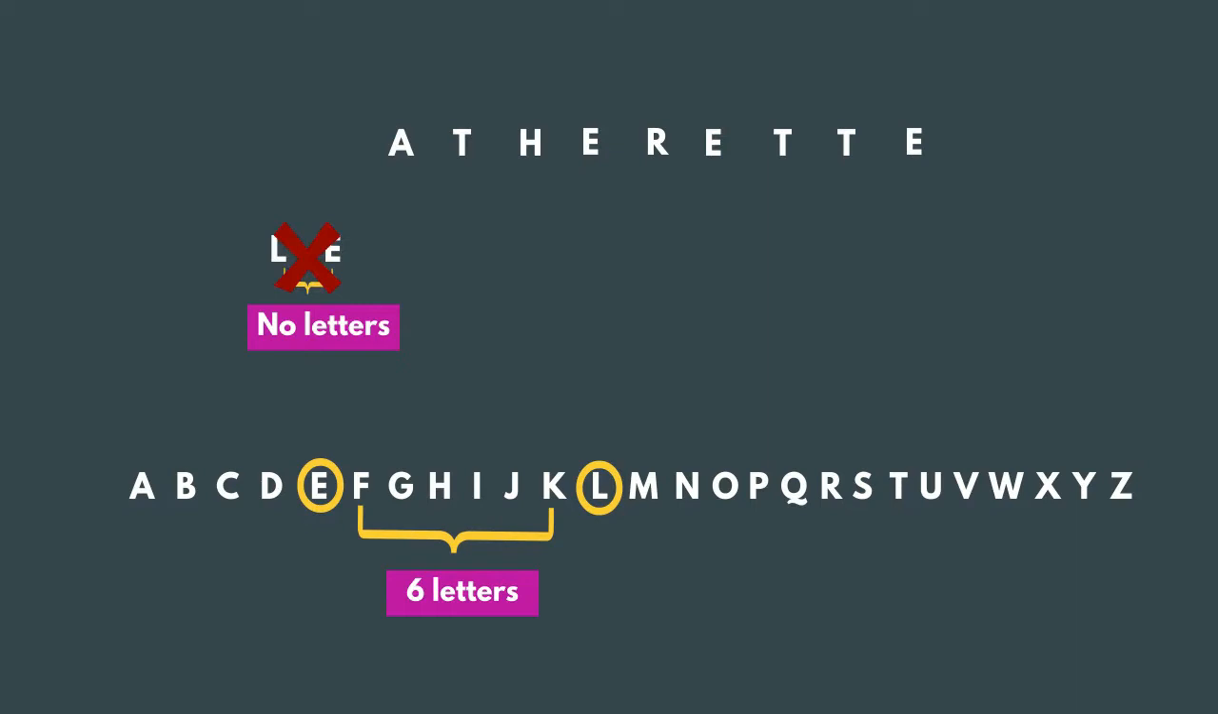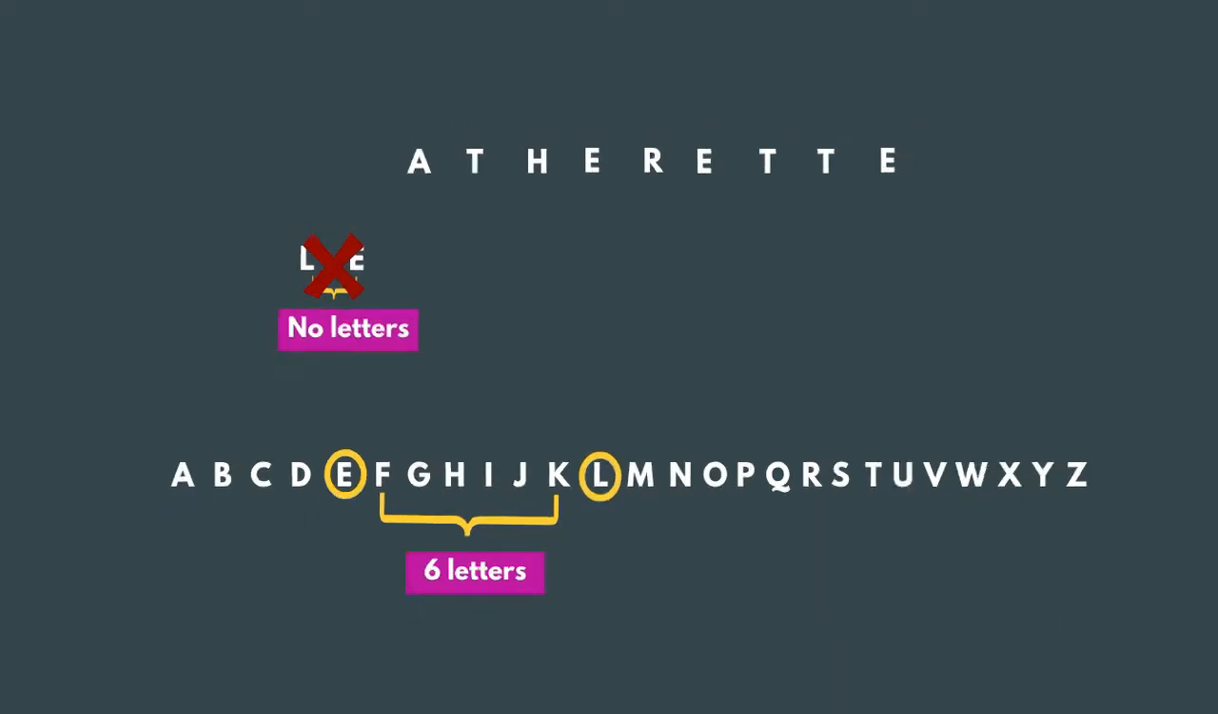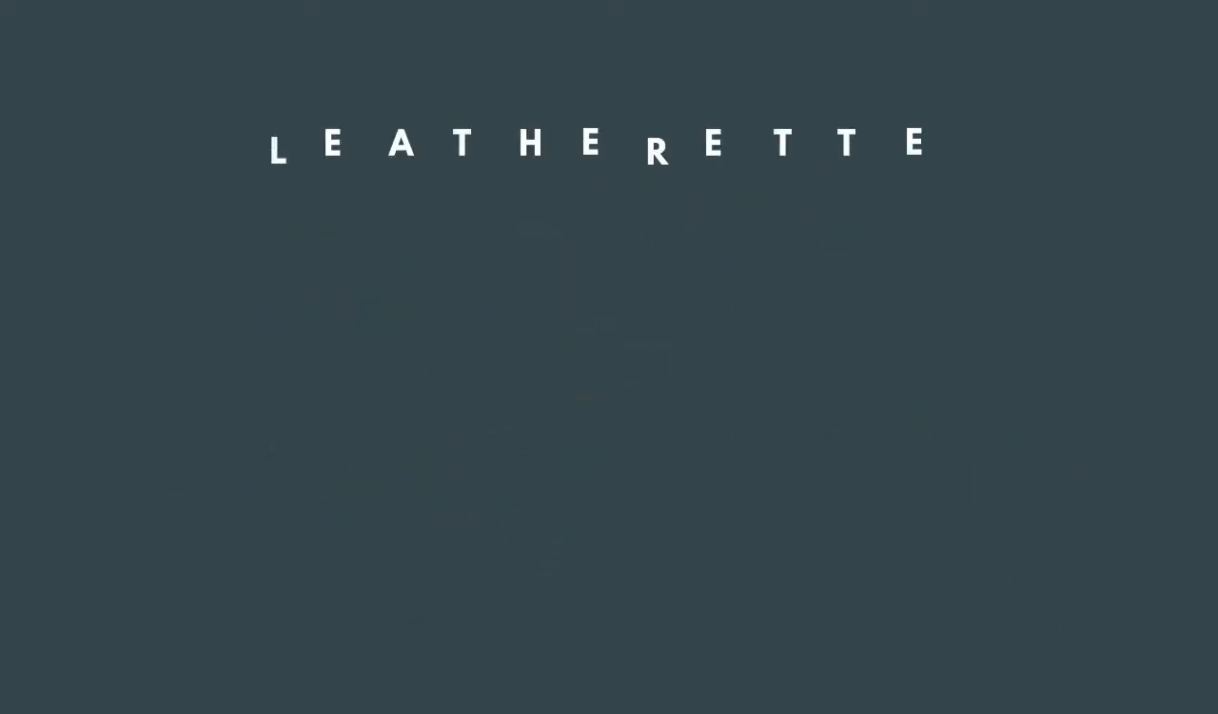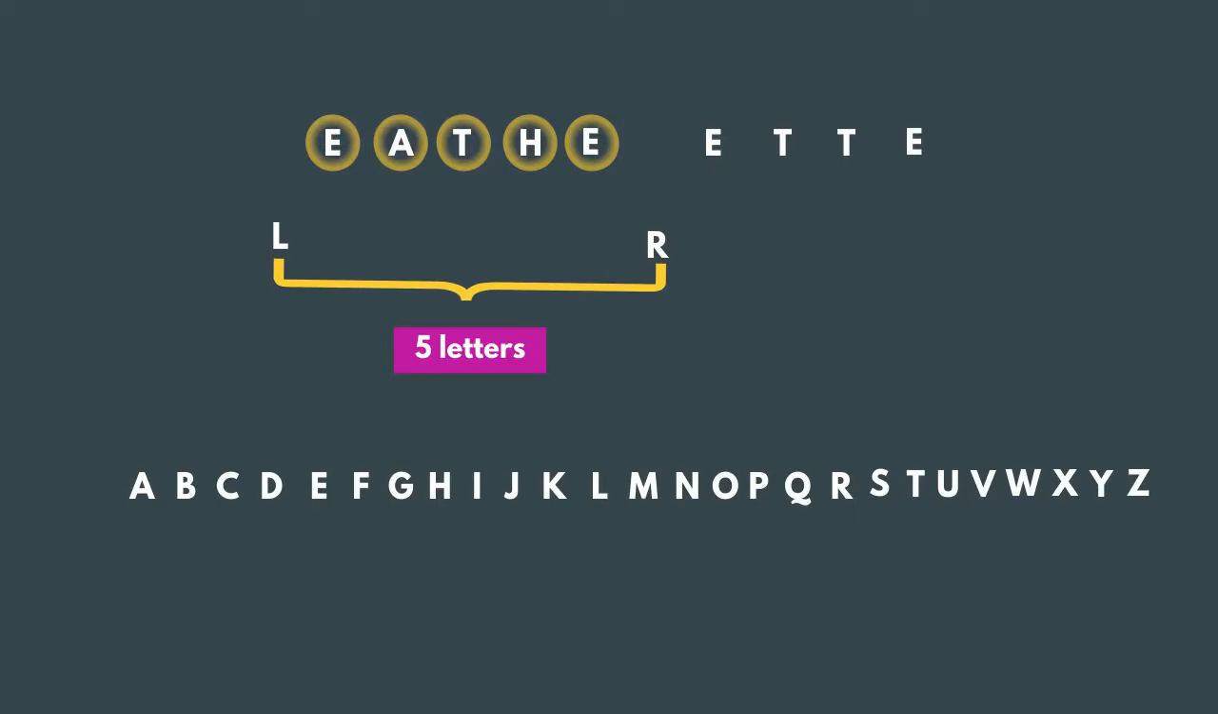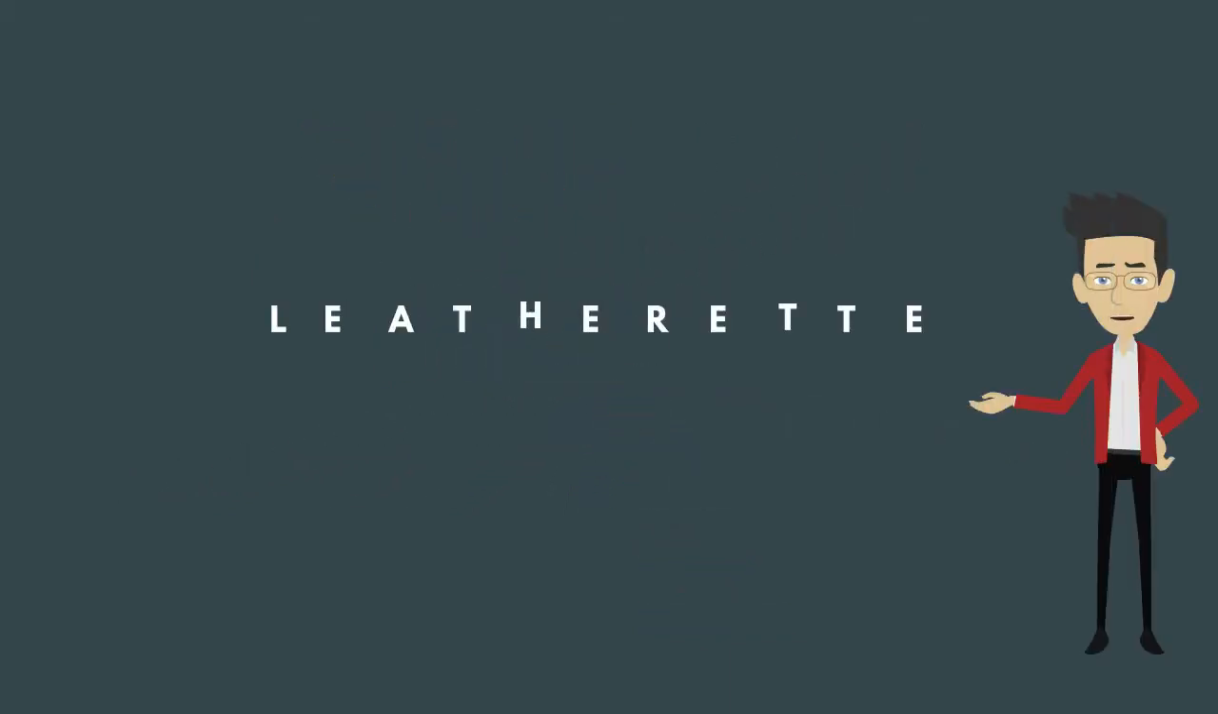In the same way, now we have to check each and every letter with other letters in the word. There is a pair LR. Here there are 5 letters between L and R in the given word. And in the English alphabet also, there are 5 letters between L and R. So this is a pair. In the same way, we have to check each and every letter with other letters in the word. There are some pairs: LT, EH and RT.